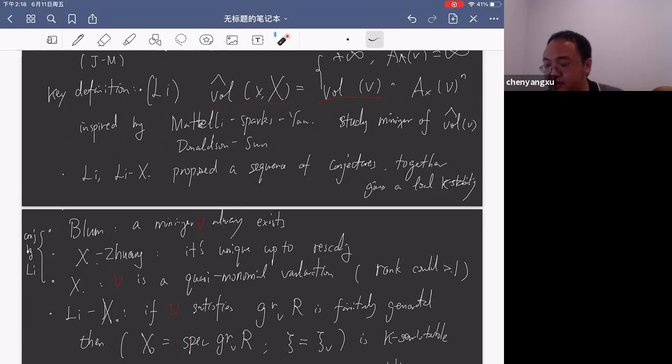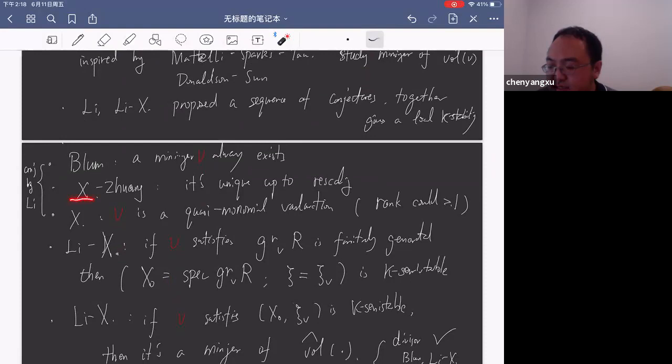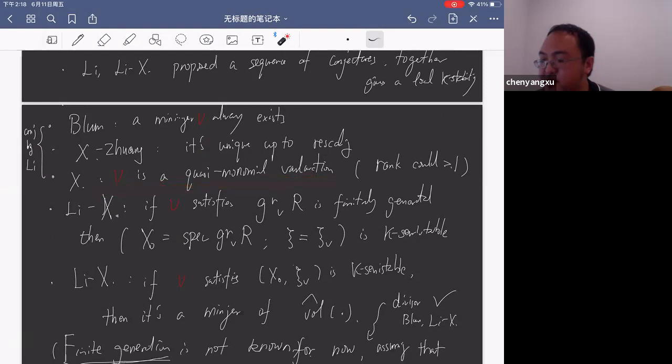Then last year, Zhuang and myself proved that this minimizer is unique up to rescaling. This is the theorem which I'm going to concentrate on in the later part of my talk today. But actually we know that this minimizer is always quasi-monomial valuation. It could be non-divisorial, so it's not the case that it's always divisorial, that's not true. But still it's always quasi-monomial.